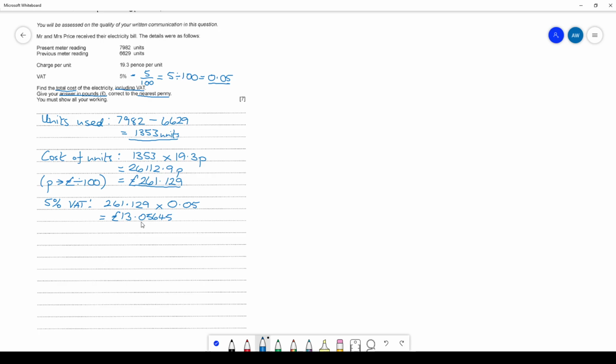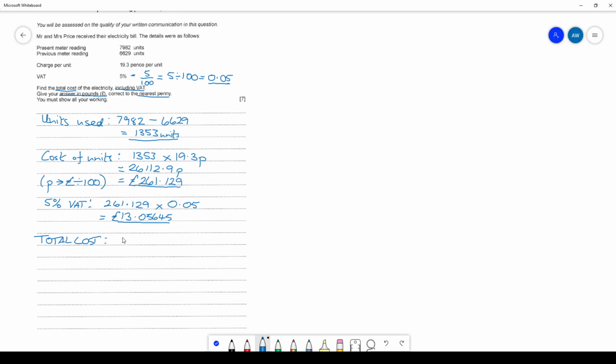We know it only goes up to 2 decimal places for pence when we write it with a pound sign, but I'm going to leave that there for now. So that's my VAT. Final thing to do then is to add the VAT onto the cost of the units to get my total cost. And there's my next label, total cost.